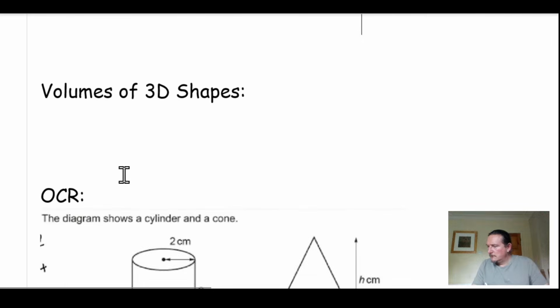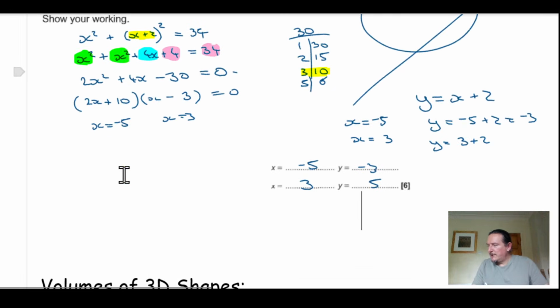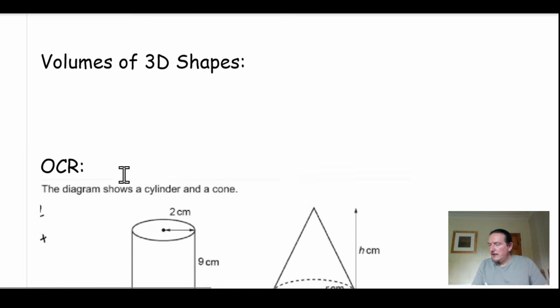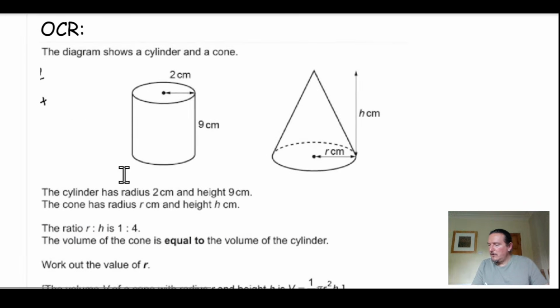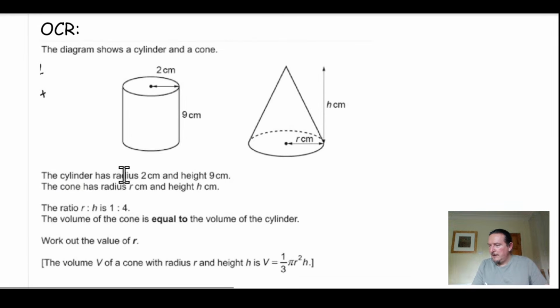Okay, so let's move on. So that's all the ones I've got on solving simultaneously. Hopefully that gave you an idea how to do those. This is the final set. I'm going to be looking at some shape and space. I'm going to look at some volumes here. Okay, first up I'm going to look at the OCR questions.